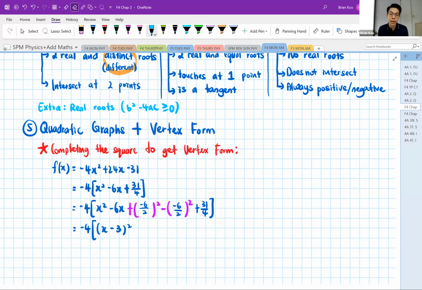Right, this one you all know what's up. You put the square, the stuff that got square in, which is x and -3. -6/2 is -3. And then the behind part, you just add together.